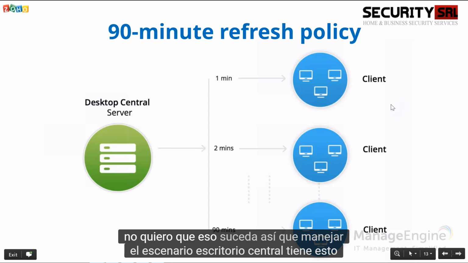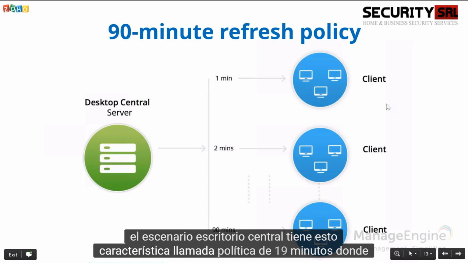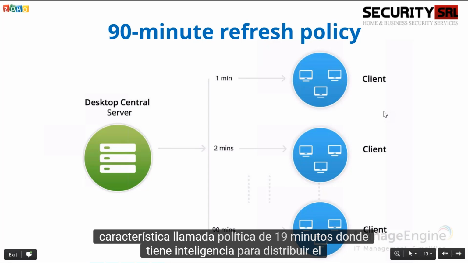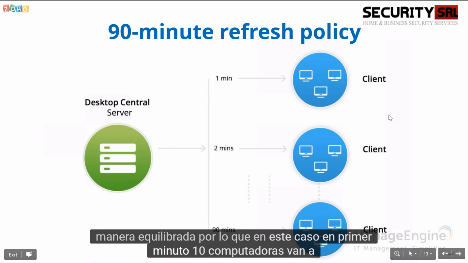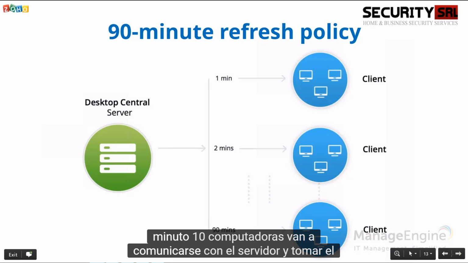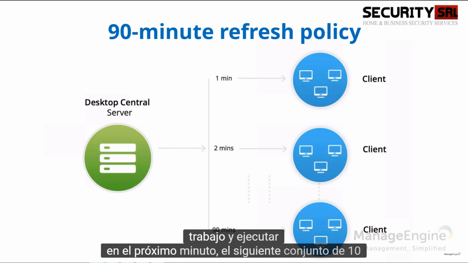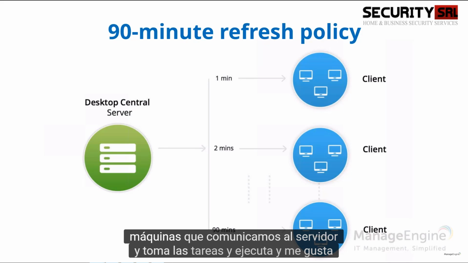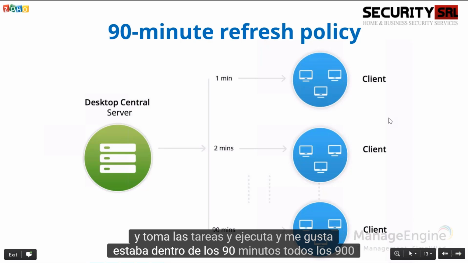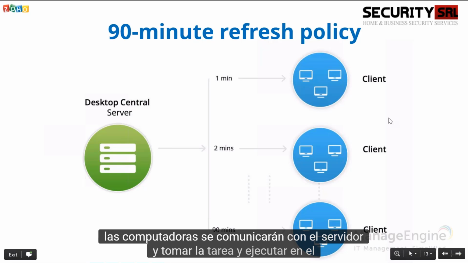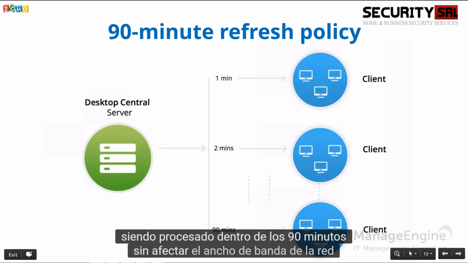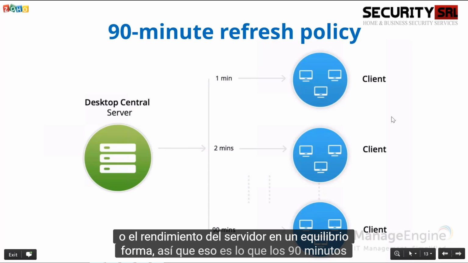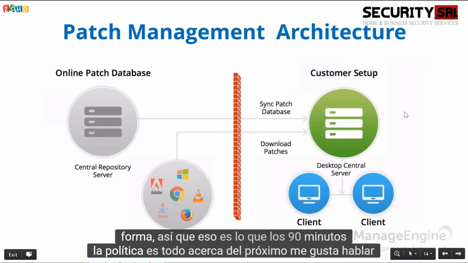To handle the scenario, Desktop Central has this feature called the 90 minutes policy, where it has the intelligence to distribute the agent-server communication in a balanced manner. So in this case, in the first minute, 10 computers communicate to the server, take the job and execute. In the next minute, the next set of 10 machines will communicate to the server and take the task and execute. And likewise, within 90 minutes, all the 900 computers will communicate to the server and take the task and execute on the respective client machines. This way, the server ensures that the deployment is processed within 90 minutes without impacting the network bandwidth or server performance, in a balanced manner. So that is what the 90 minutes policy is all about.